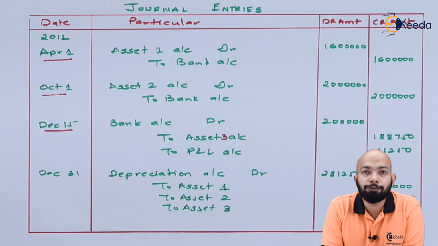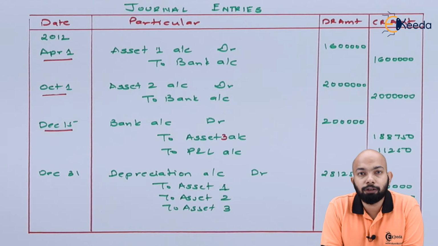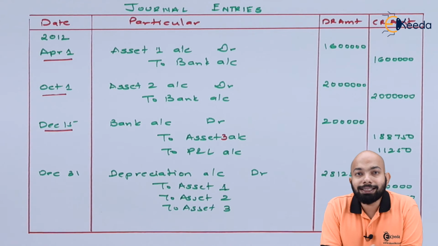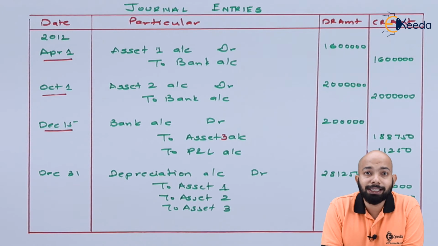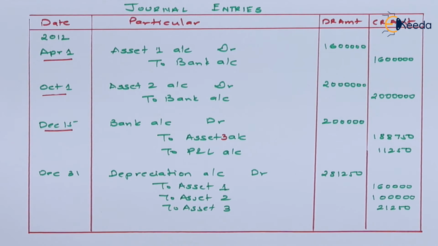And the last transaction will refer to providing depreciation for the whole year for all the assets that we have. The total depreciation for all the assets will be mentioned down here under this specific depreciation entry. In this entry, we'll be mentioning depreciation as an expense. Hence, depreciation account will be debited to the respective assets. That means to asset 1 account, to asset 2 account, and to asset 3 account. The amount bifurcation has been given there. For asset 1, it will be 1,60,000. For asset 2, it will be 1 lakh, which is as per the working. And for asset 3, we'll have 21,250, which is the sold out asset.